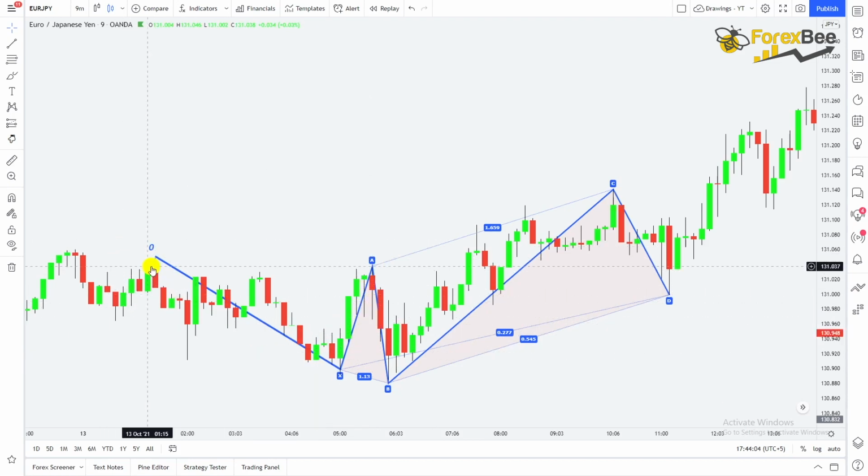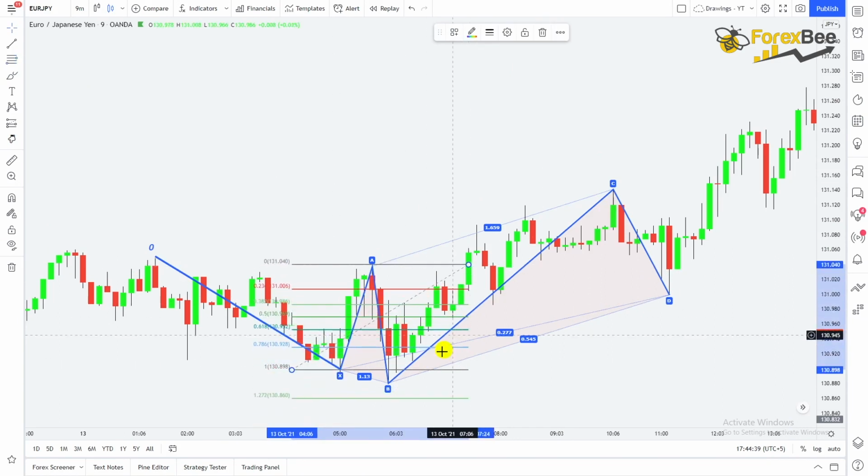Okay, and the second rule said that AB wave must be between 1.13 and 1.618 retracement of the XA wave. So if we draw the Fibonacci retracement from X to A, we can see that this B point or AB wave is basically at 1.13, which is according to our rule, because the second rule says that the AB wave must be between 1.13 and 1.618 retracement of XA wave. So the B point is at 1.13.